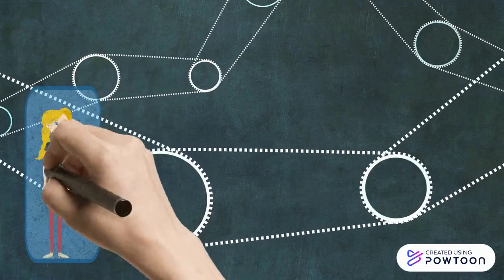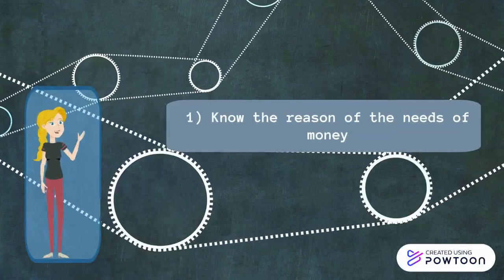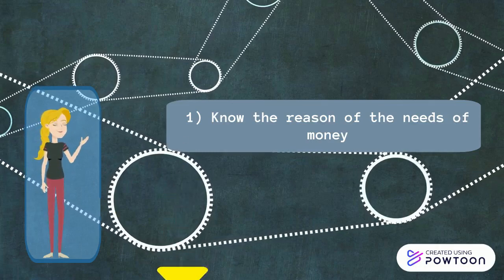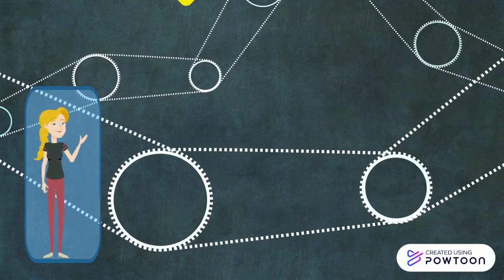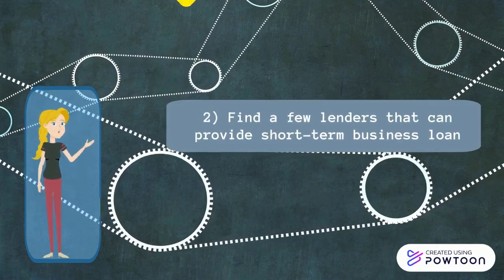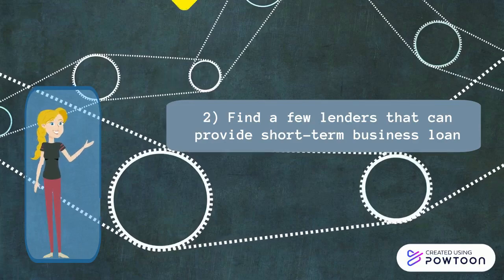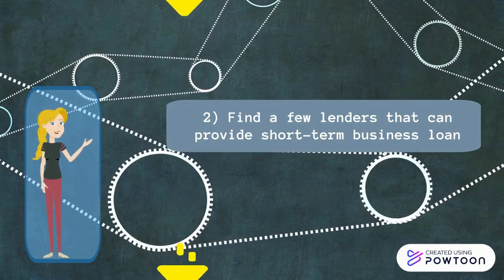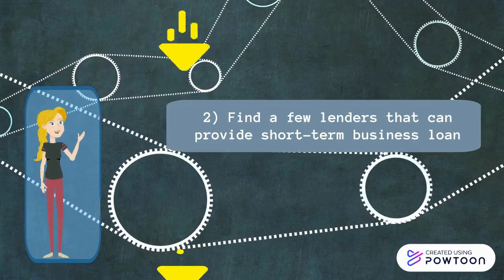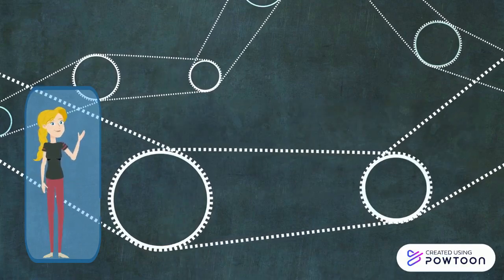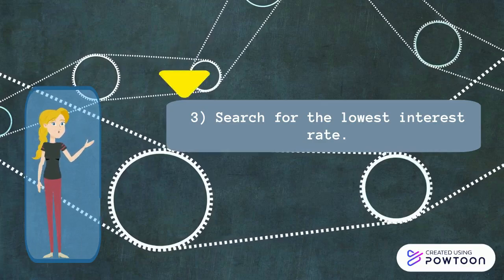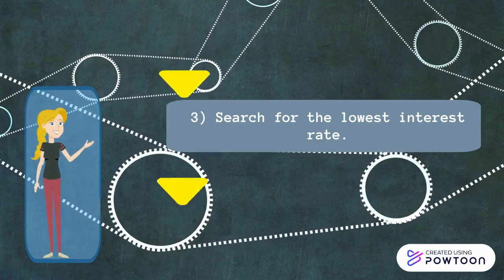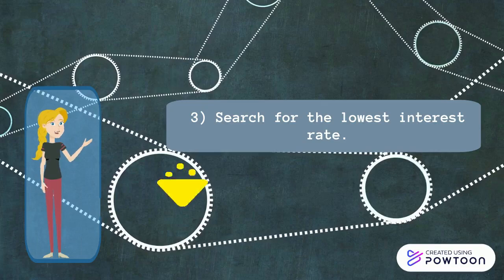The first process and procedure of short-term financing is to know the reason for the need for money, which is to only take a loan when it is necessarily needed. Second, find a few lenders that can provide a short-term business loan. For example, find at least two or more so that people can make a comparison. Third, search for the lowest interest rate, such as comparing other lenders with their interest rates and picking the one that has the best rate.